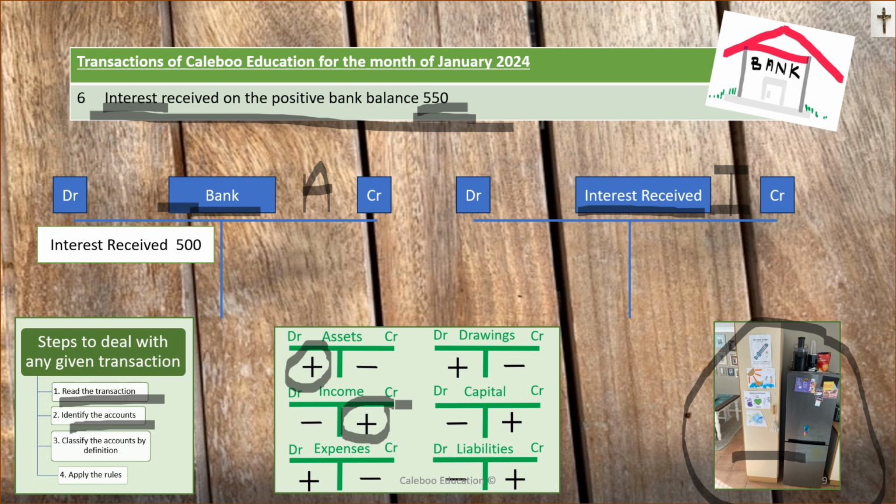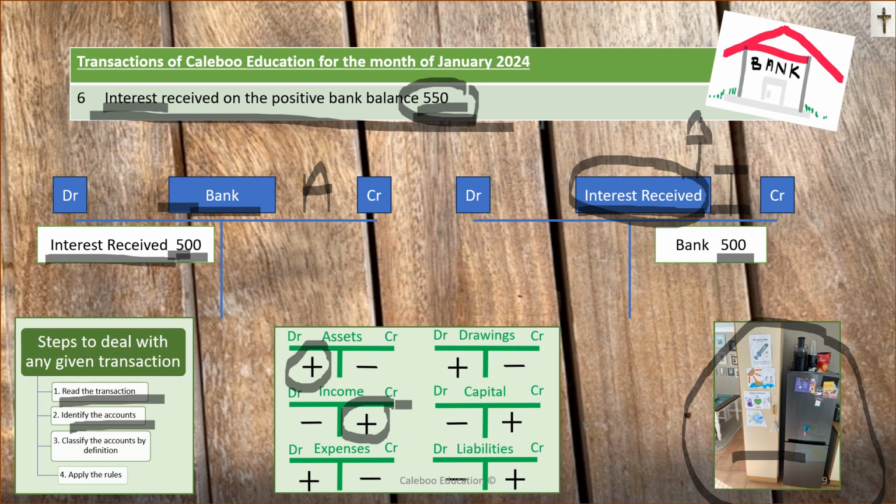So under bank, under details, you got the name of the contra account, interest received. That amount should say 550. So there's a typo. And that amount there should say 550. But in the interest received account, we have an increase in income. The account must be credited. Under details, you write the name of the contra account, which is bank, and the amount is 550. Should be 550 because the transaction reads that the interest earned is 550.